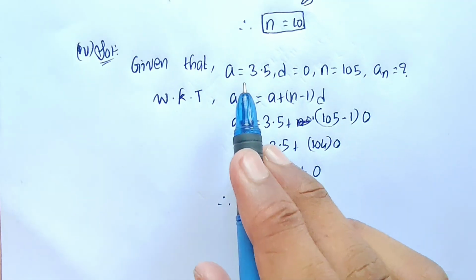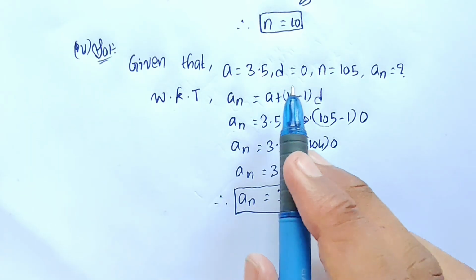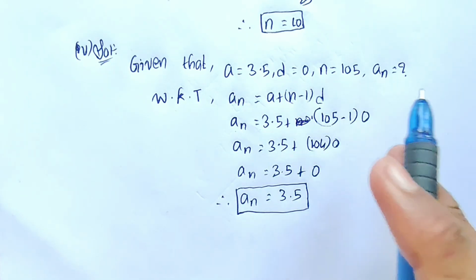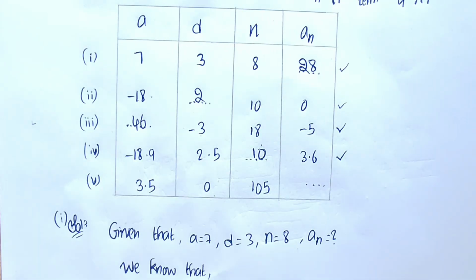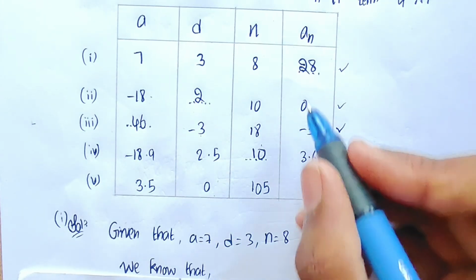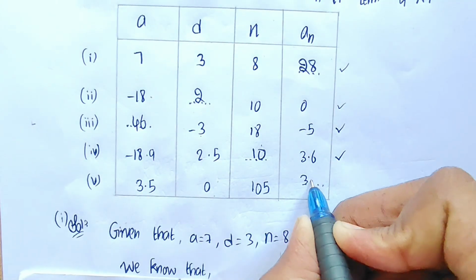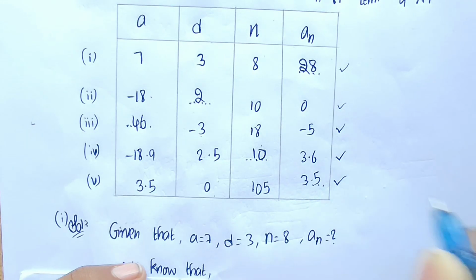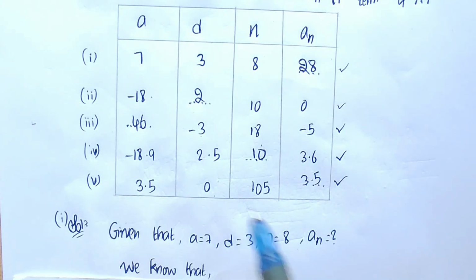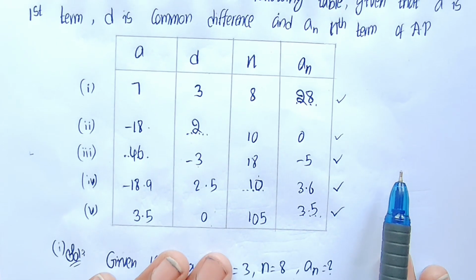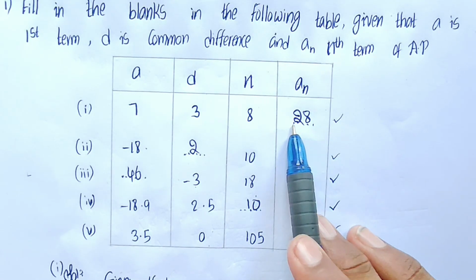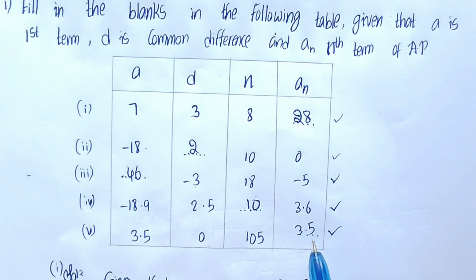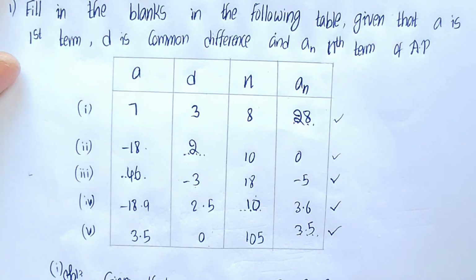By solving the given data, a is equal to 3.5, d is equal to 0, n is equal to 105, we got the value of a base n as 3.5. So I am writing here the value of a base n that we got is 3.5. So we have also completed the fifth question, meaning we have completed this table by filling in the blanks that he asked in every question. So now let's go to the second question.